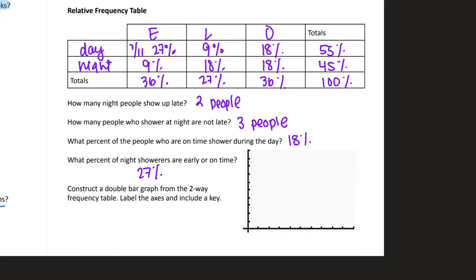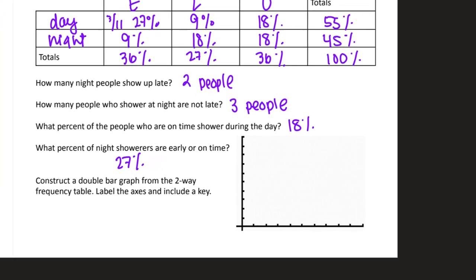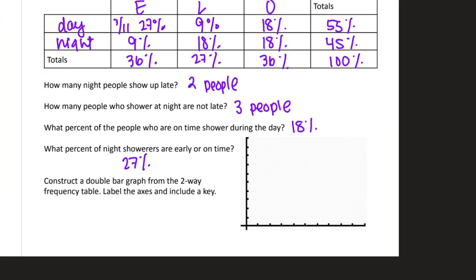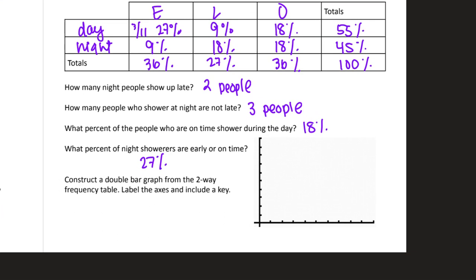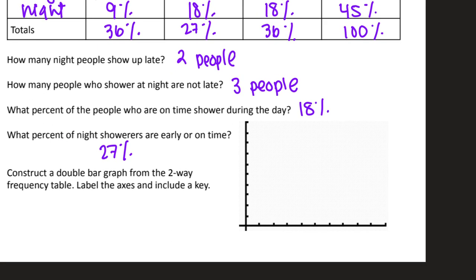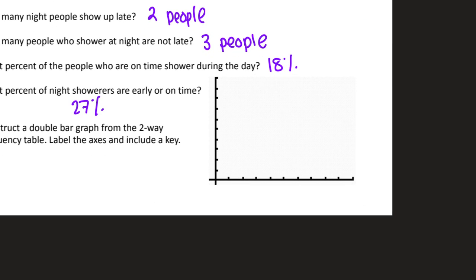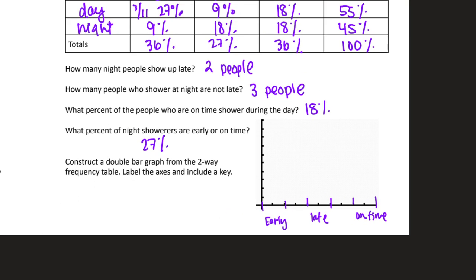All right, now it says construct a double bar graph from the two-way frequency table, label the axes, and include a key. So double bar graph, we are going to have basically 3 groups. So say this is early. The next group is going to be late, and then the on time here. So double bar graph, meaning we're going to have 2 different bars, one for day and one for night shower.